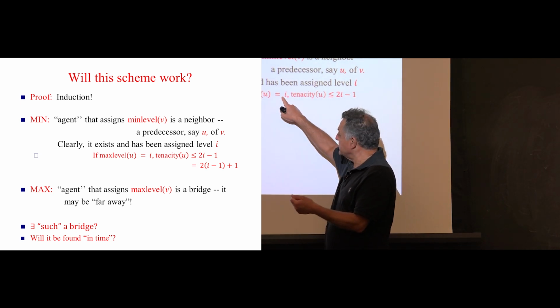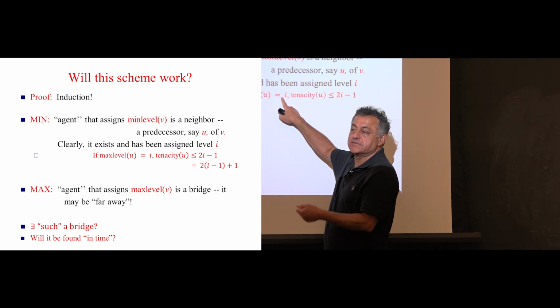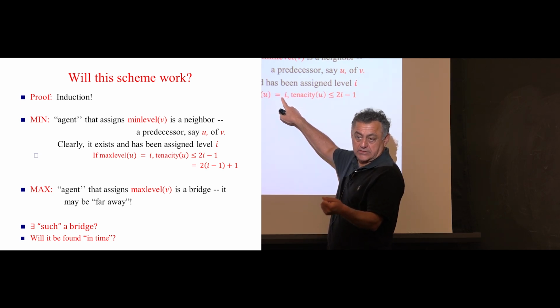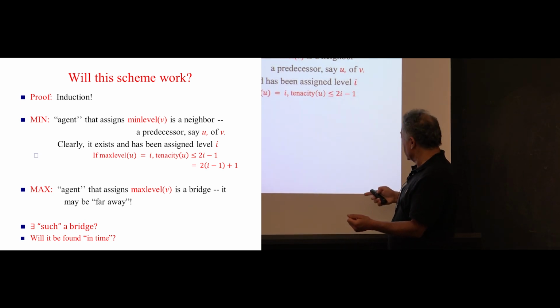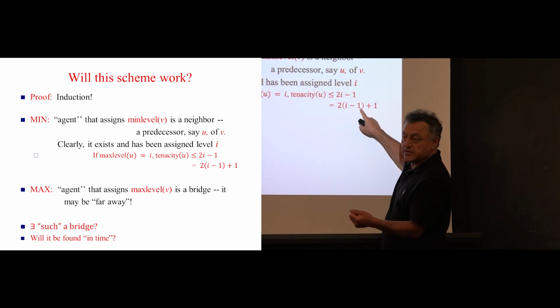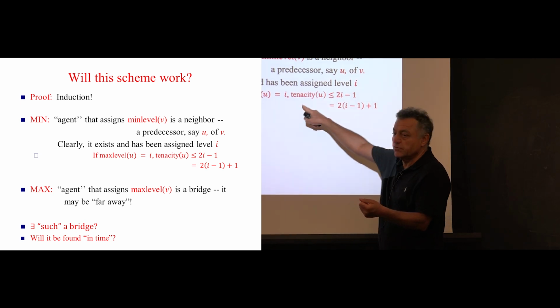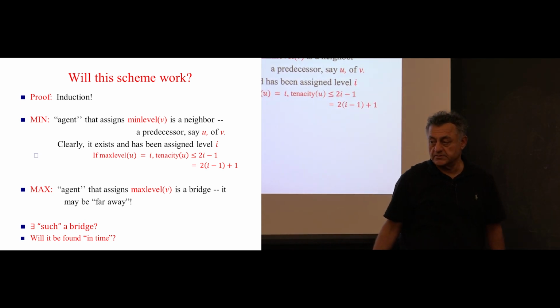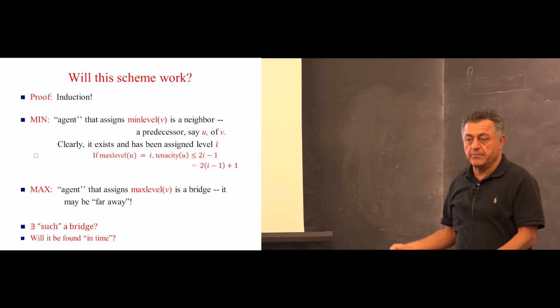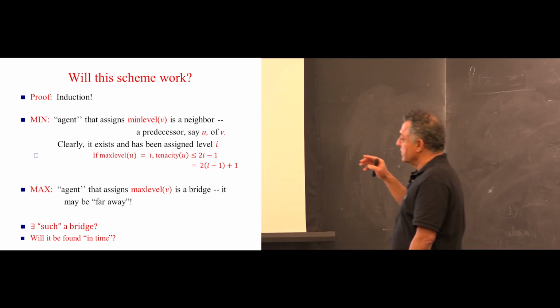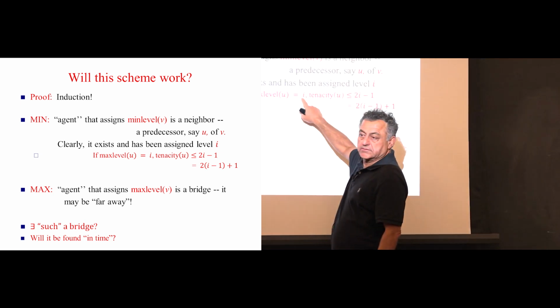Because if its max level is I, its min level is I minus 1 or less. So its tenacity is less than or equal to 2I minus 1, which is 2 times I minus 1 minus 1. So this max level would have been found by the previous search level, in search level of I minus 1. Therefore, this has also been assigned.